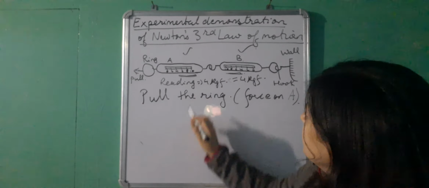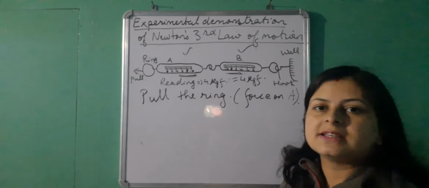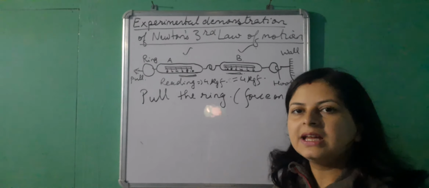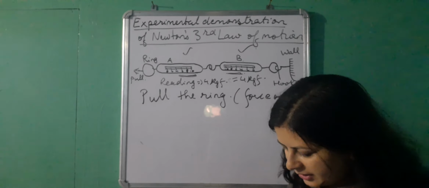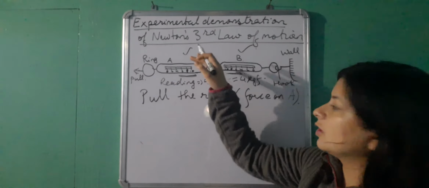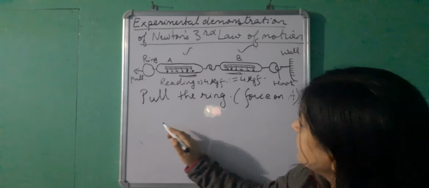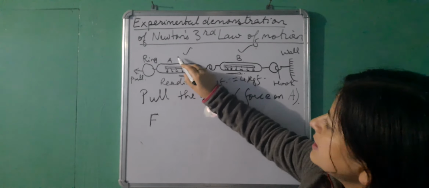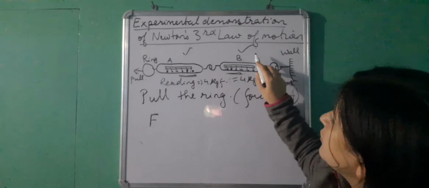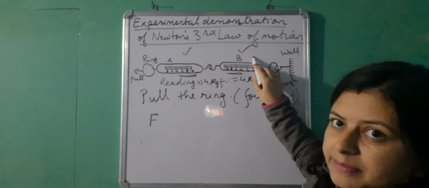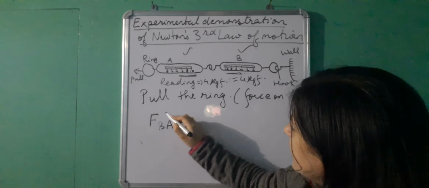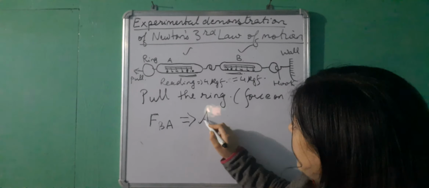Alright, so here you will see that both the spring balances are going to show you the same reading, meaning the force acting on the two objects in our system will be the same. Okay, and the value here in the experiment is 4 kilogram force in each case. Now, because action is acting on A, which is producing a force on B, which is exerting a force on B, so force on B due to A is going to be our action.